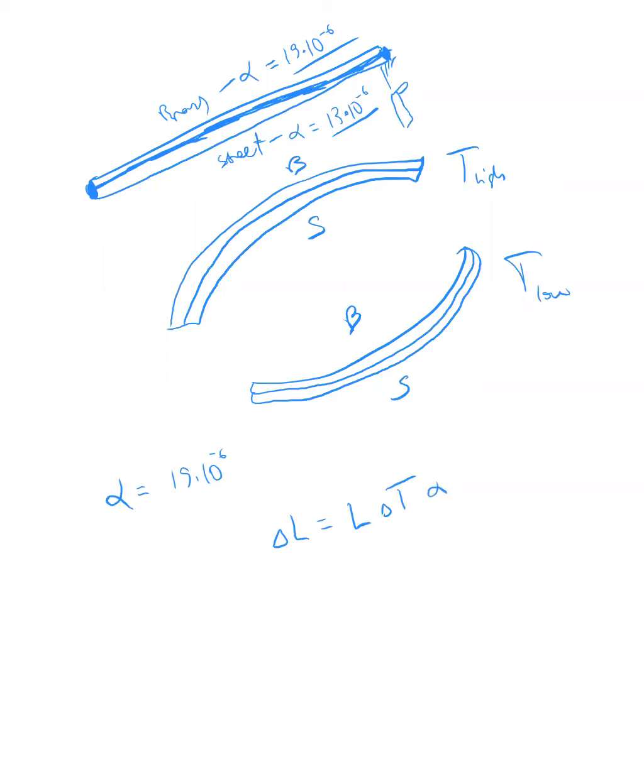It means that if I take a 1 meter stick of brass, and if I change my temperature by 1 degree, then this 1 meter stick of brass will become 1.000019 meters. So that's not a big deal. If I increase my temperature by 20 degrees, then I have to multiply this by 20, so I will get 1.00038 meters. So again, it's not a big deal. But it does sometimes become a big deal.